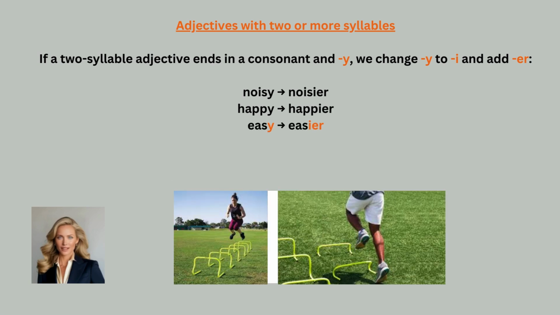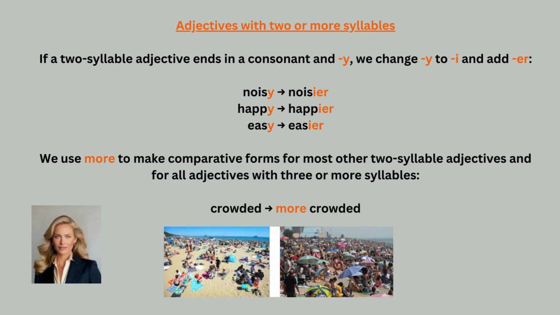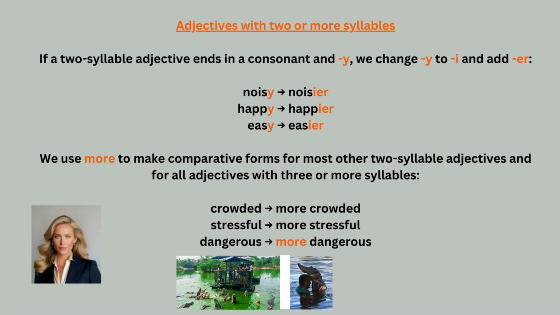Easy becomes easier. We use more to make comparative forms for most other two-syllable adjectives and for all adjectives with three or more syllables. Crowded becomes more crowded. Stressful becomes more stressful. Dangerous becomes more dangerous.